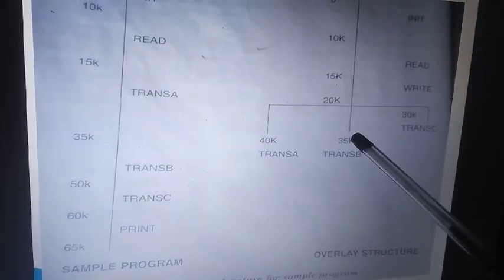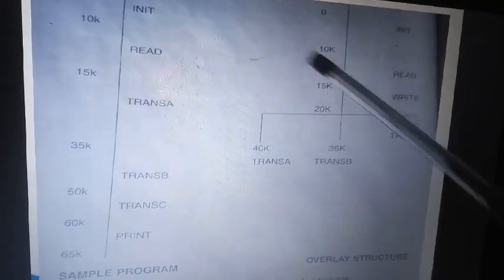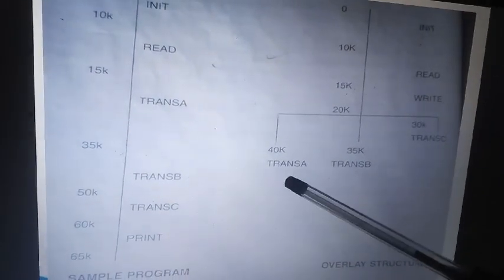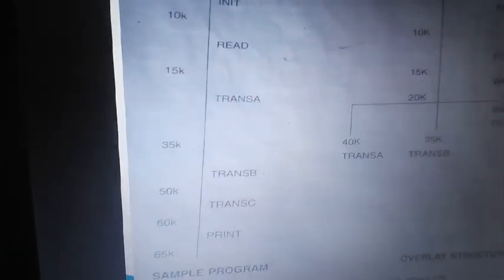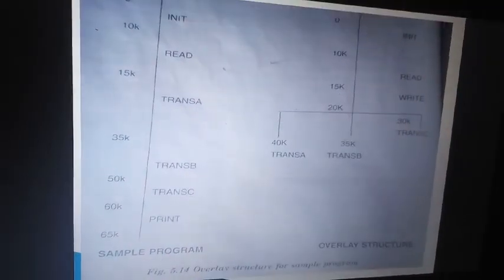So the maximum, for transaction A, is 40K. If it is only transaction B, then 35K is enough memory. If it is transaction C, then 30K of memory. So within only 40K, a very small memory, we have executed a very large program of 65K. It's kilobytes, clear? So that's the overlay structure.